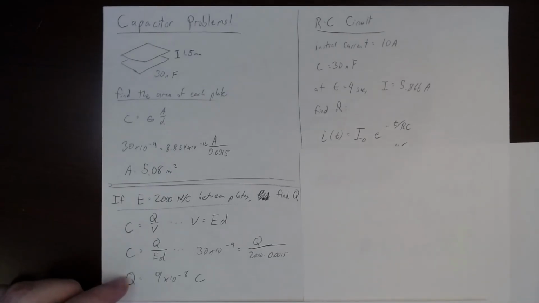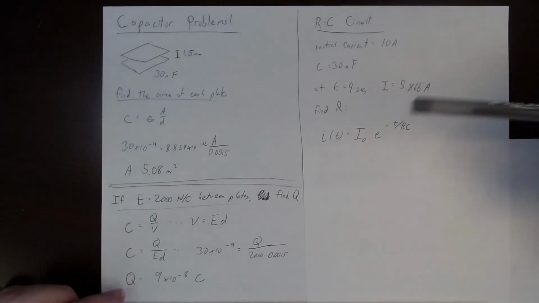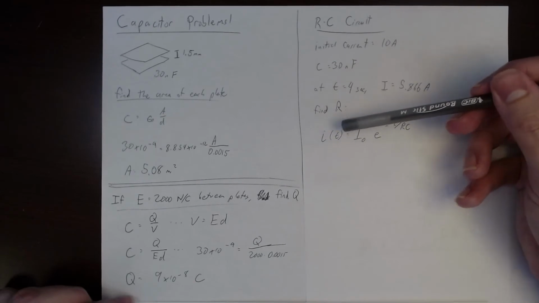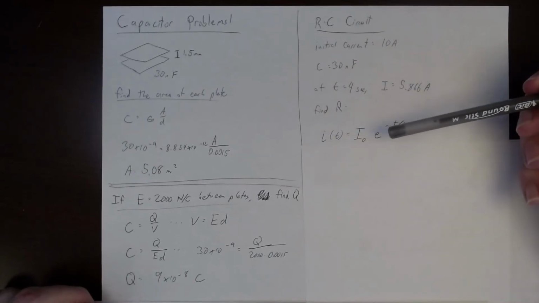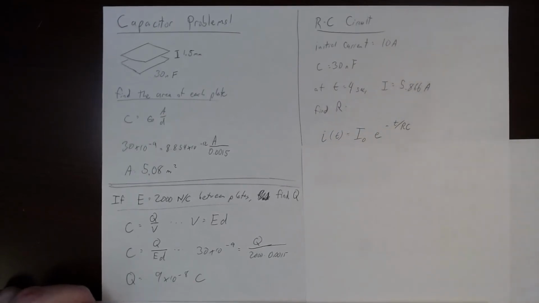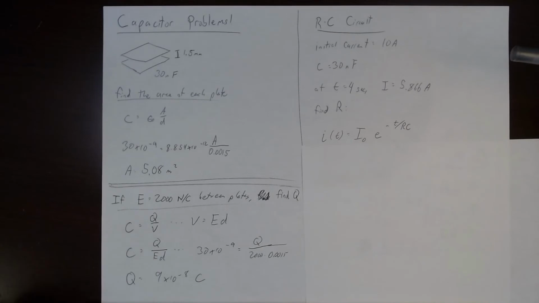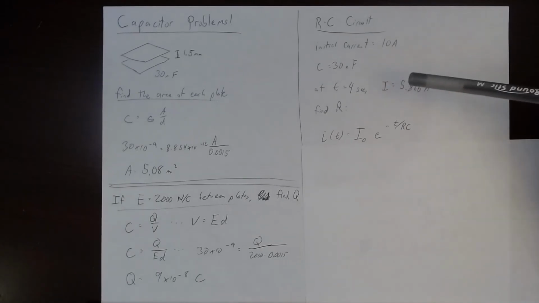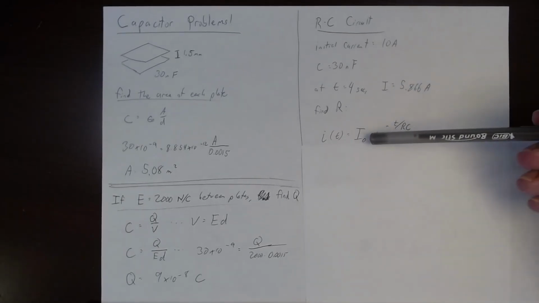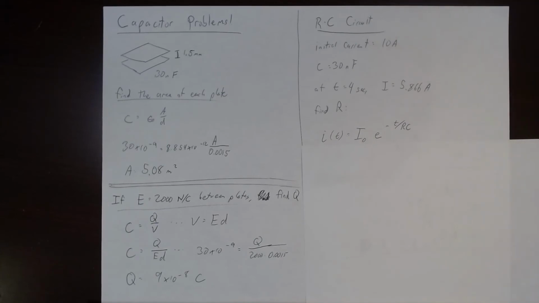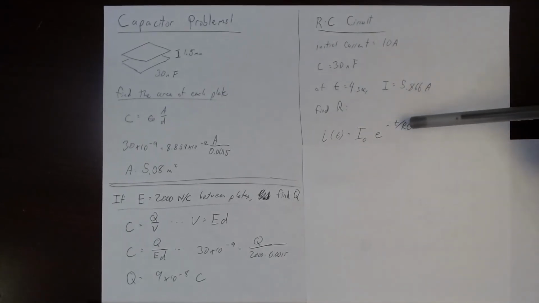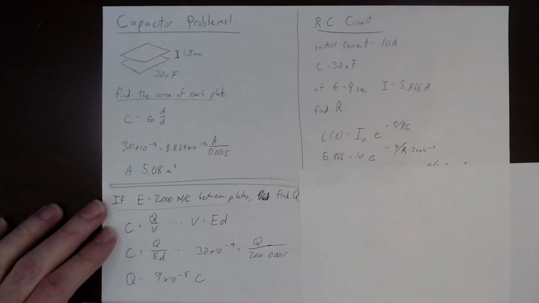Well, let's use this equation. The current as a function of time is equal to the original current times e to the negative t over RC. What is the current at the time that we're looking for? It's 5.866. What is the original current? It's 10 amps. What is the time? It's 4 seconds. What is R? It's what we're looking for. What is C? It's 30 nanofarads.